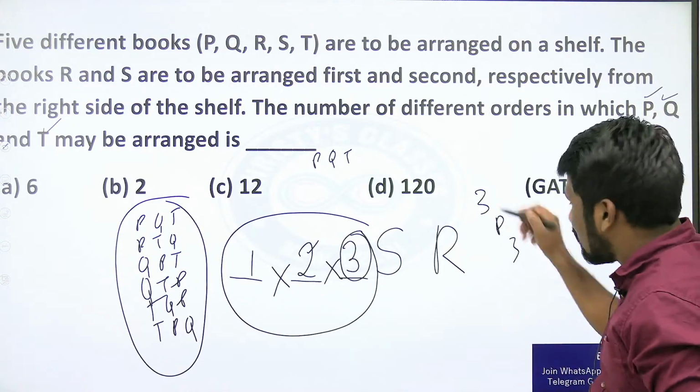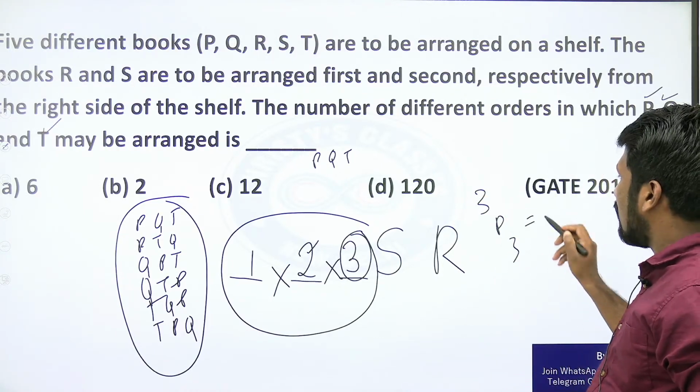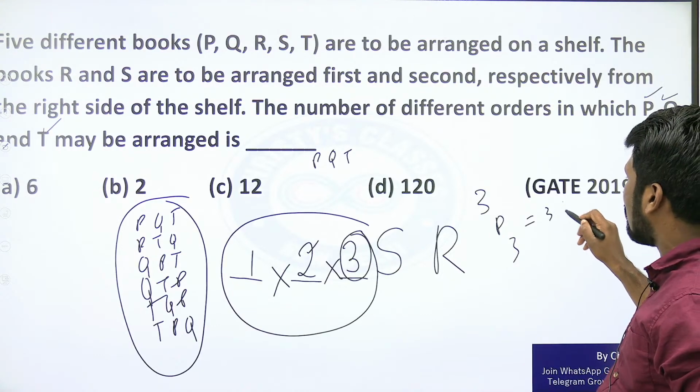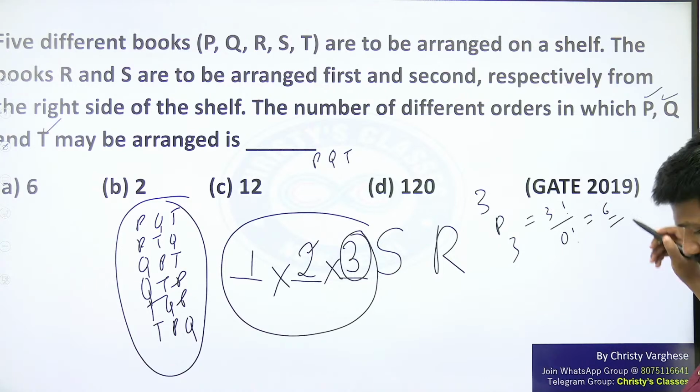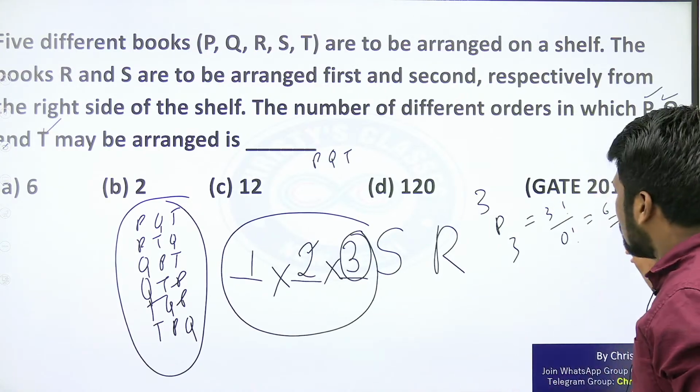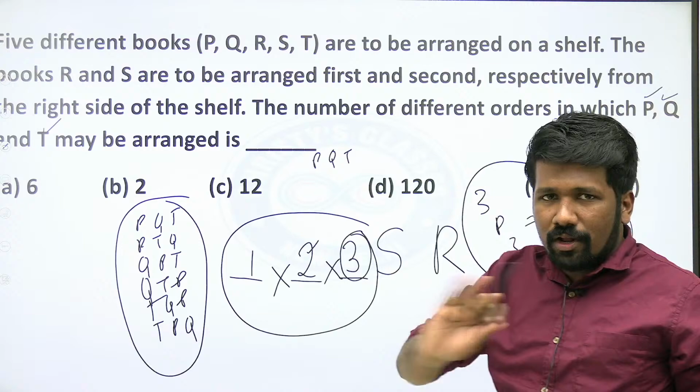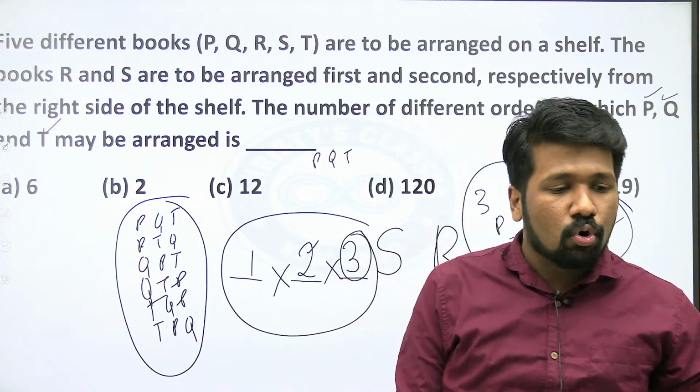So 3 positions, 3 things to be arranged. So 3P3. That way also you can do it. 3P3 is 3 factorial by 3 minus 3 factorial, that is 0 factorial. That is 6 itself, because 0 factorial is 1. This third way of doing this question, don't worry about it now. Tomorrow we will discuss more about it.